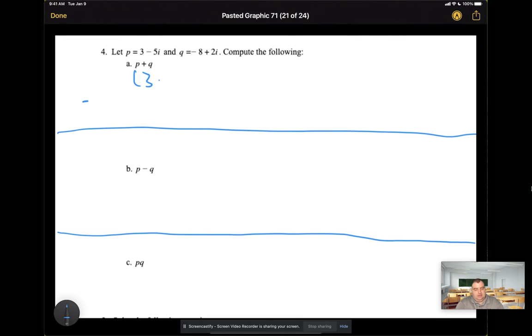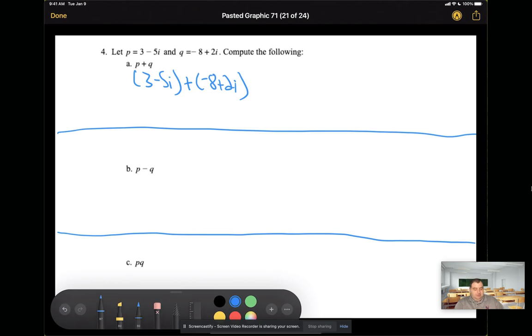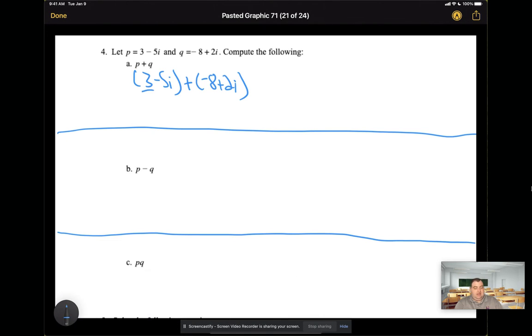So this will be 3 minus 5i plus negative 8 plus 2i. And when we're adding, we simply combine the like terms. So I have 3 and negative 8. 3 and negative 8 becomes negative 5. And then negative 5i and positive 2i. Negative 5 and positive 2 becomes negative 3i. So my answer for addition is negative 5 minus 3i.